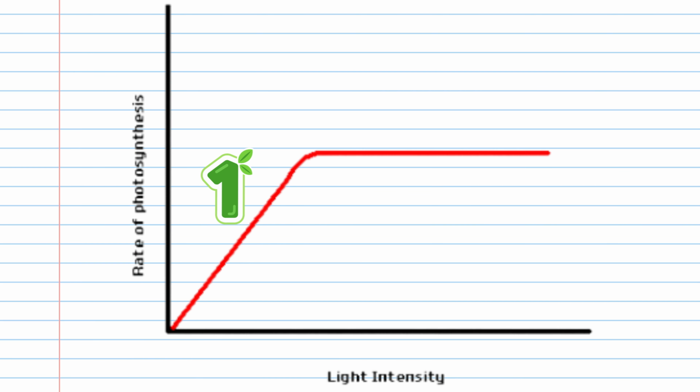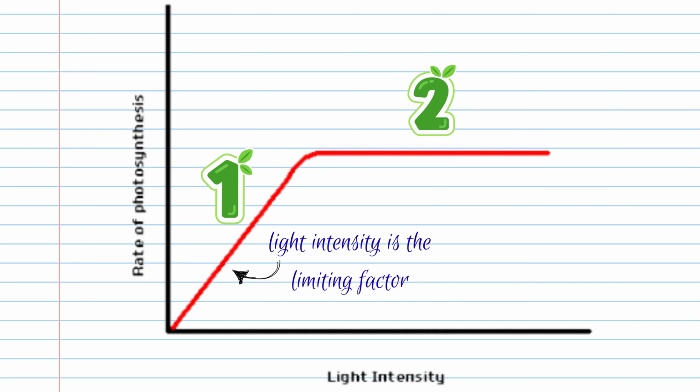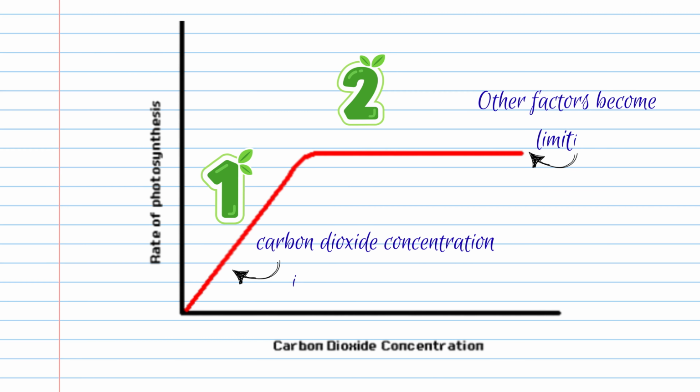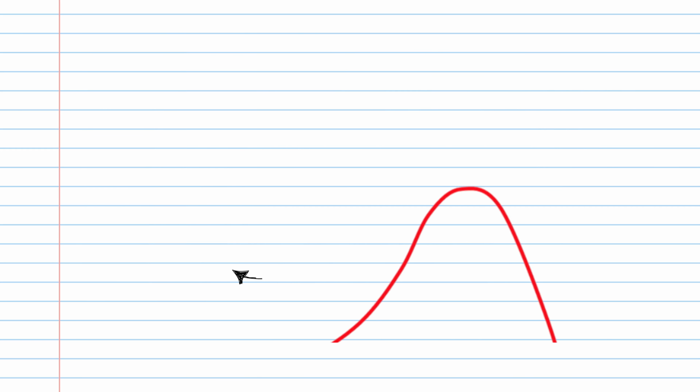When light intensity increases, the rate of photosynthesis rises, at first showing a linear correlation, and this is where light intensity is the only limiting factor. However, the rate of photosynthesis levels off later when another factor becomes limiting, such as carbon dioxide concentration. When carbon dioxide concentration increases, the rate also rises and then plateaus when light or temperature becomes limiting.